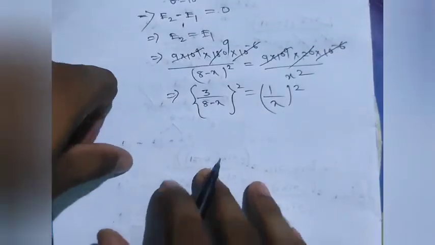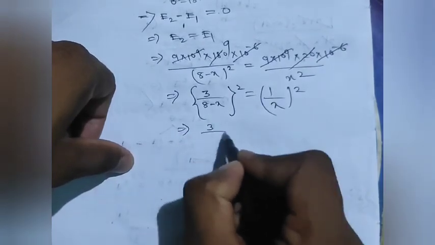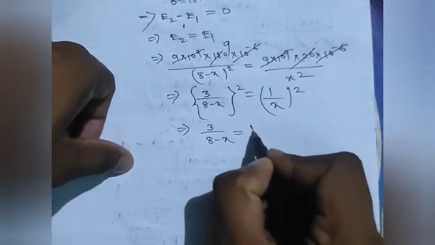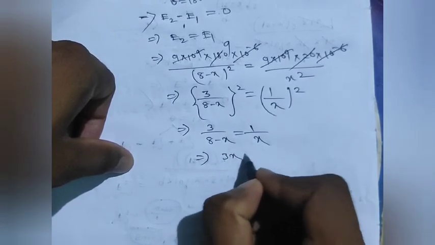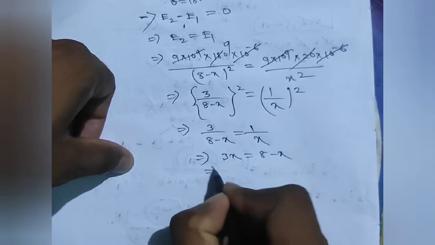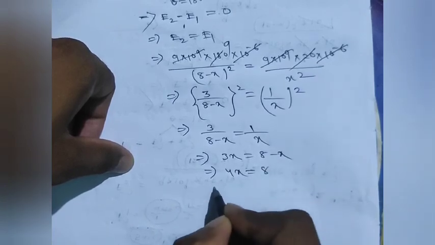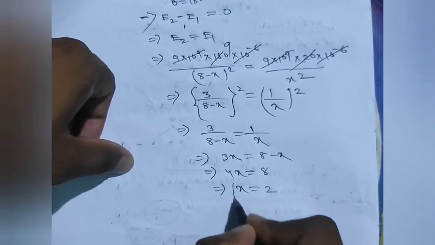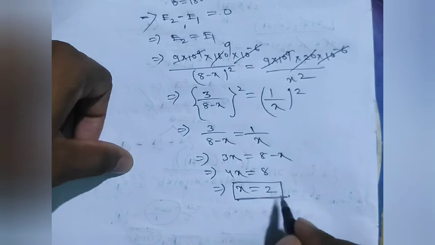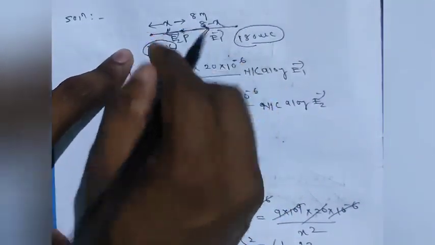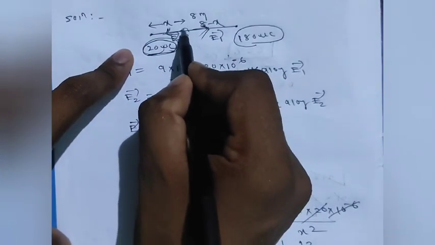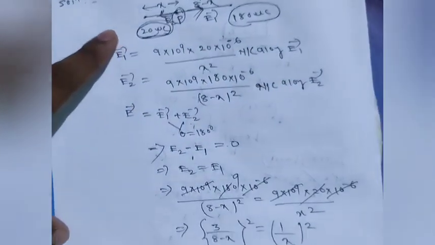If we take the square root on both sides, it will be simply 3 by 8 minus x, it is 1 by x. So if we cross multiply, then it will be 3x equals 8 minus x, so it will be 4x equals 8, it will be x equals 2. So the position we got is 2 meter. So point P should be 2 meter from the 20 microcoulomb charge, so that the electric field at point P will be 0. So is it clear?